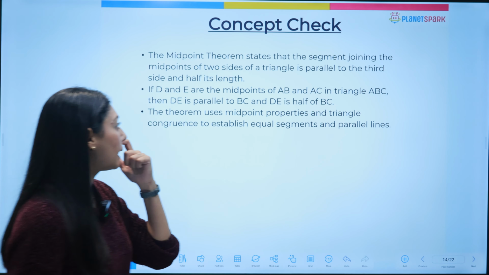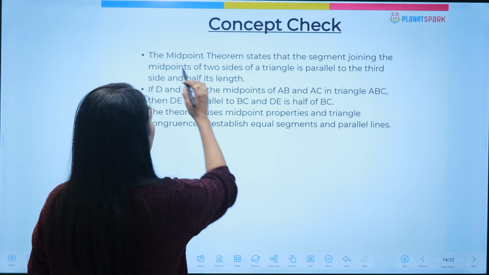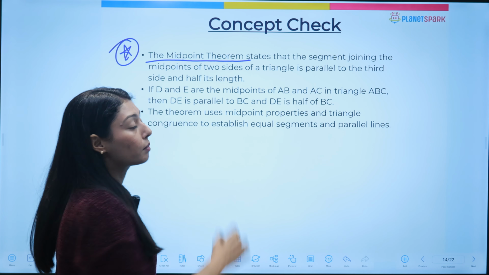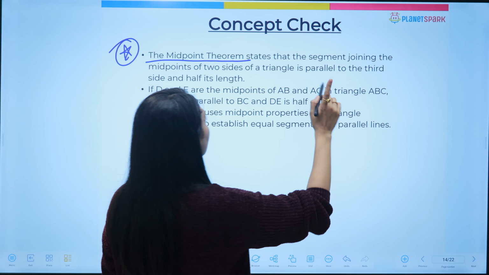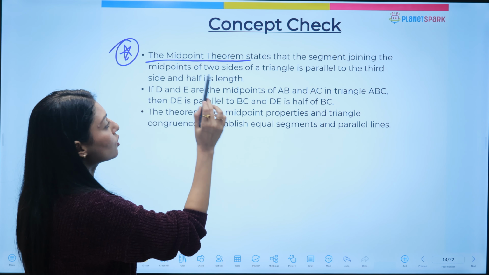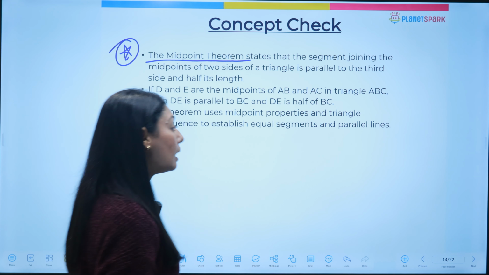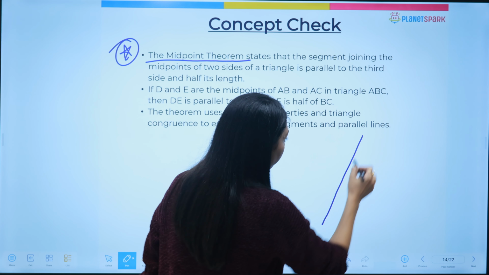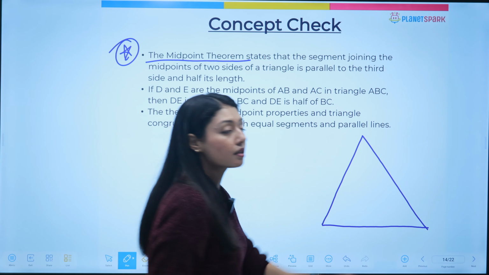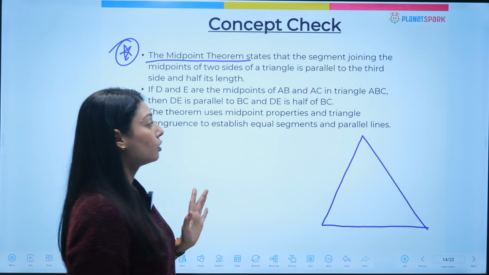So here we will discuss some important theorems in the chapter quadrilateral. Let's see here. The midpoint theorem, a very important theorem in this chapter, everybody. What does this theorem say? It states that the segment joining the midpoints of two sides of a triangle is parallel to the third side and half its length. The proof is very important, because you have to remember the construction we do in order to prove the result.